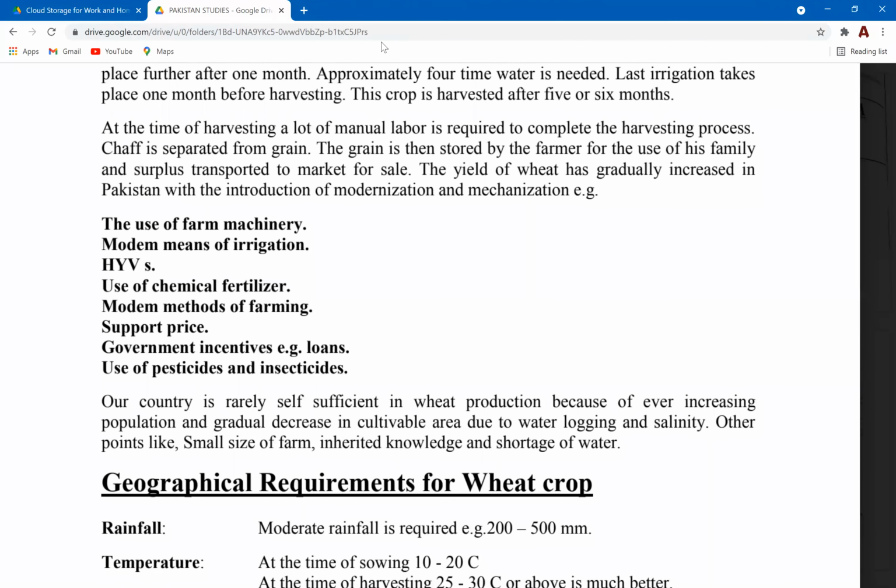And what is harvesting? You basically separate the grains from the material called chaff. Chaff is basically the container of the seed that holds the grains. You obtain the grain of wheat from that chaff, and that grain is stored in storage facilities, and that is then sent to the markets for selling purposes.